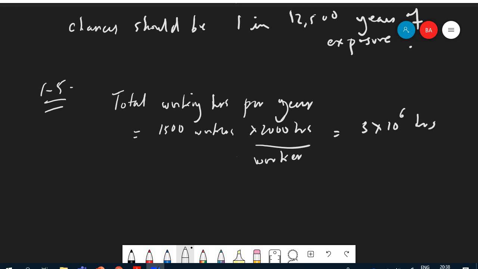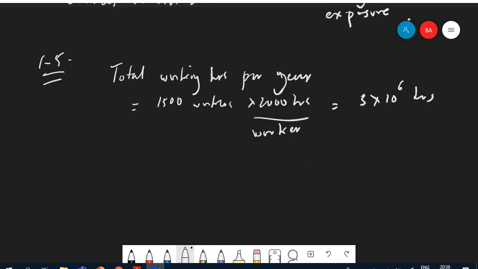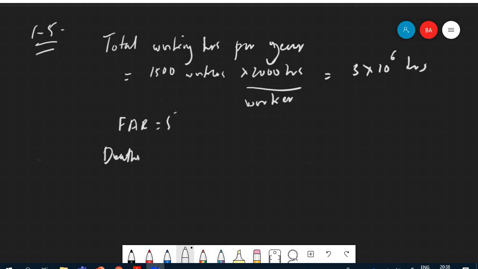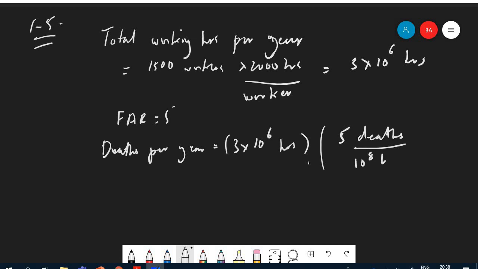So what do I need to calculate now? I need to calculate the deaths per year based on the FAR that I already have. What was the FAR? It is 5. So we know that FAR is equal to 5. The deaths per year is equal to 3 × 10^6 hours, multiplied by 5 deaths per 10^8 hours, and this is the FAR. This is equal to 0.15 death.